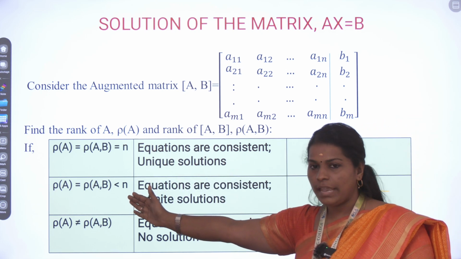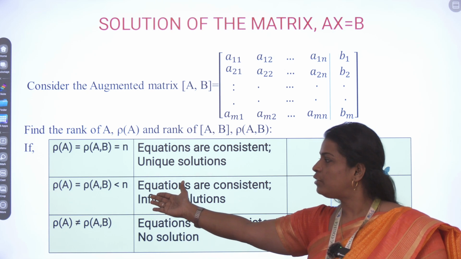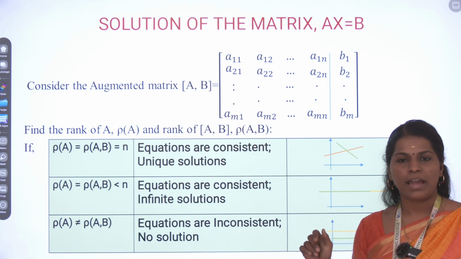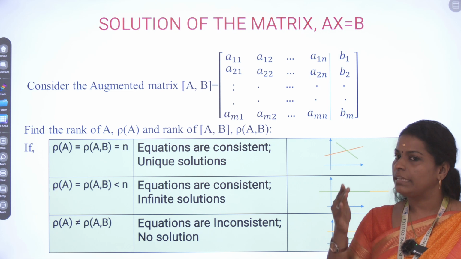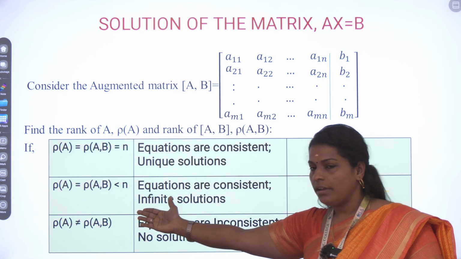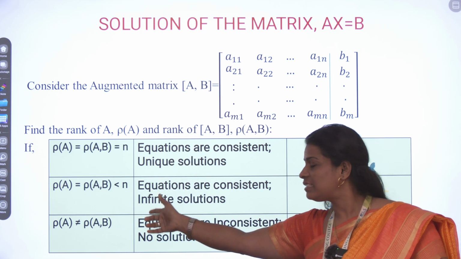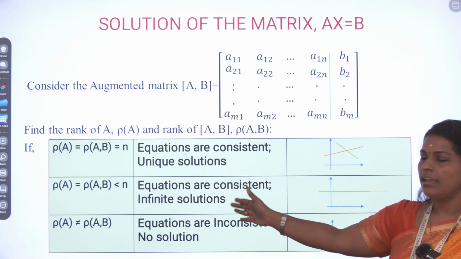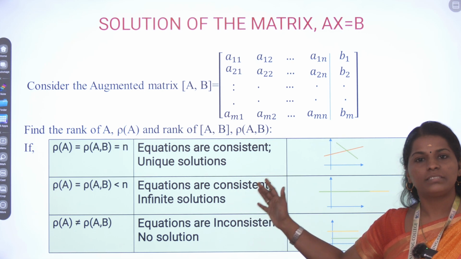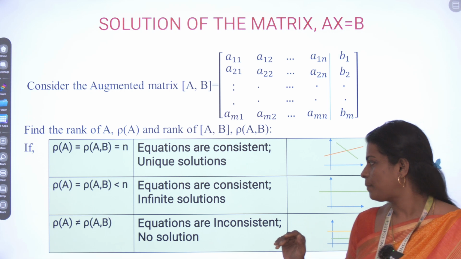Whereas, if the rank of A is equal to the rank of AB, such that the rank is less than n, where n is nothing but the total number of variables. I said that previously, capital X represents the variable matrix, where we have n variables. So n represents the total number of variables. If the rank of A is equal to the rank of AB and that rank is less than n, then we say that the system has infinitely many solutions. Even in that case the equations are consistent, it is in a regular form, but it has infinitely many solutions.